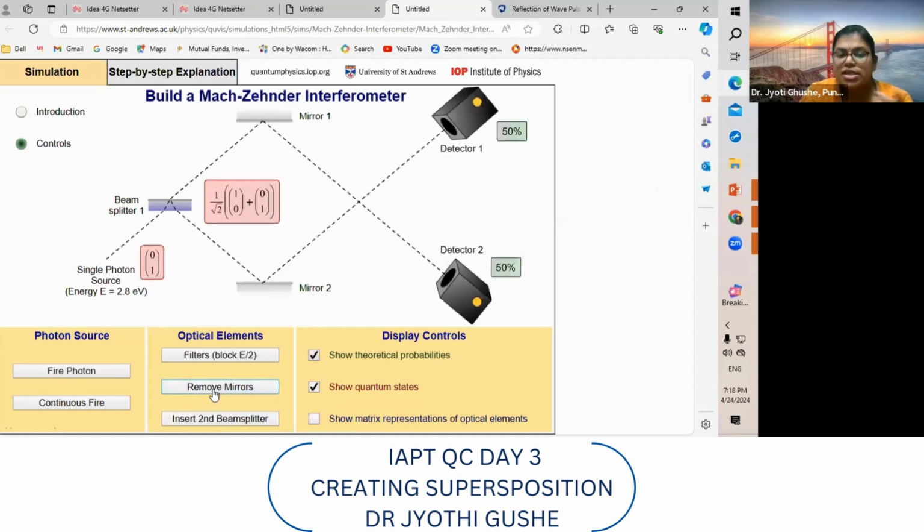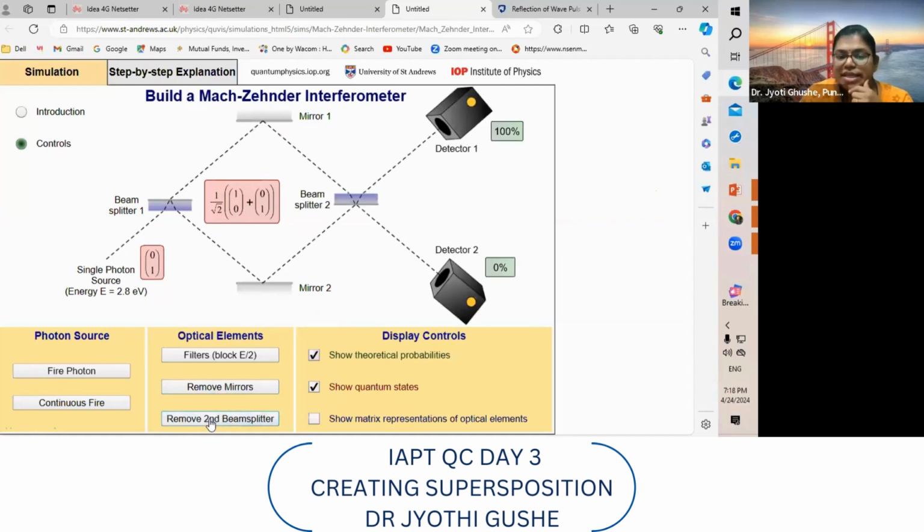Now, when I insert mirrors and insert the second beam splitter and we apply the phase consideration over here, we find that the probability becomes 100%, because every time the photon is detected in detector 1. If you reverse the cases, you will get detector 2. That was what my last question was.